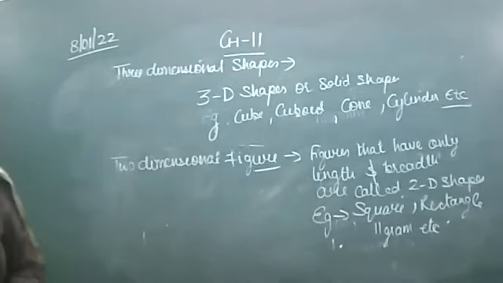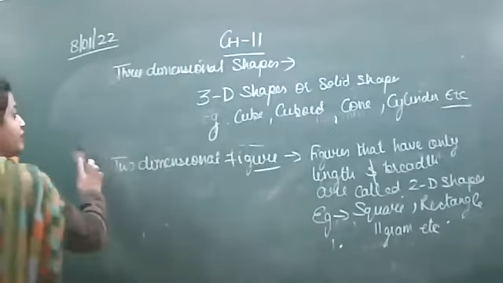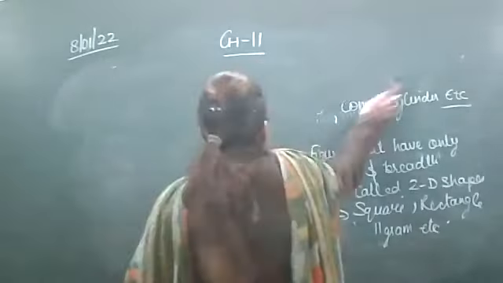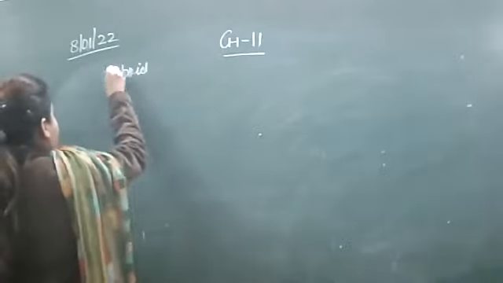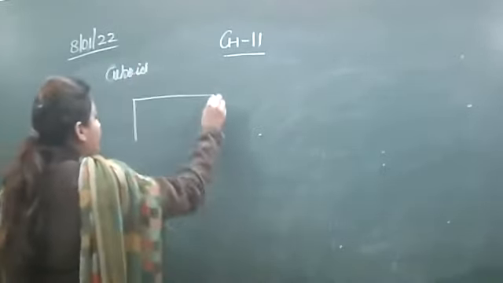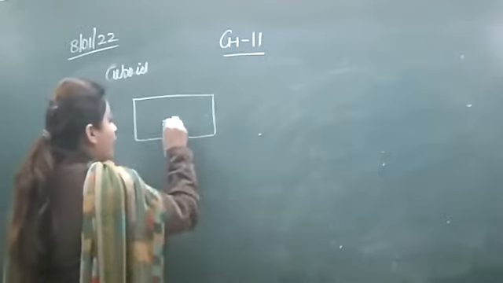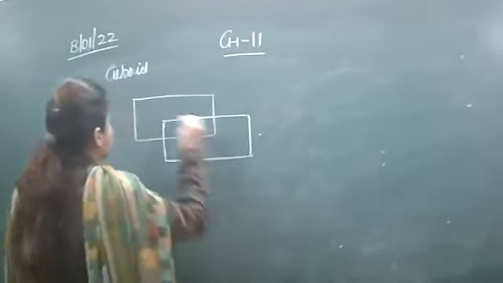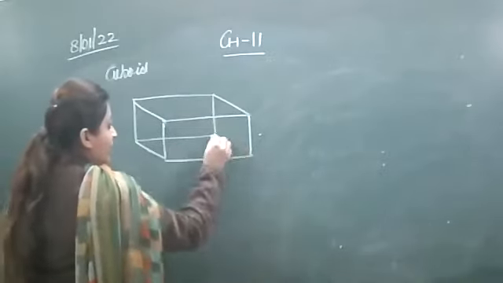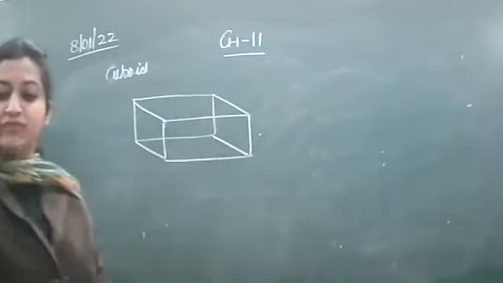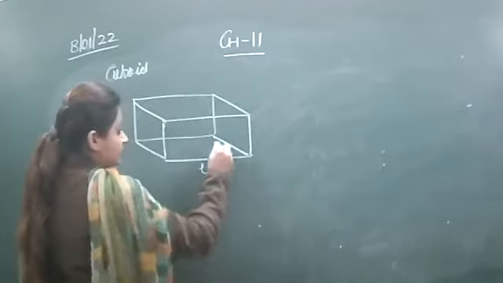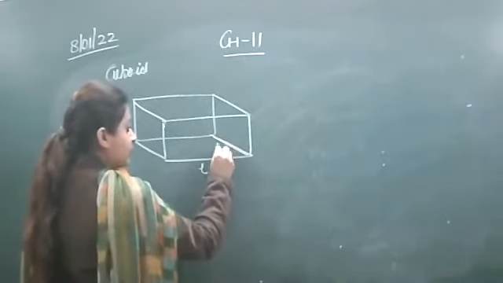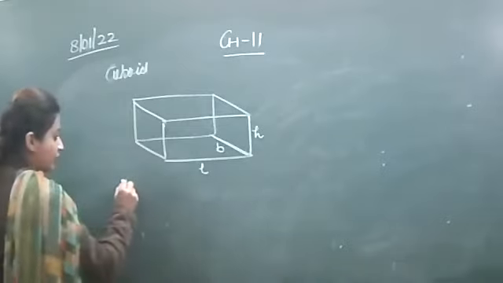Yes, write down. Next, we are starting with the main topic. We are discussing about the solid shape cuboid. So firstly, you will draw one rectangle, and you will draw another rectangle that will be overlapping this, not exactly, but a few portion of that. So when you join their corners, that will give you a cuboid. So this is the length, this is the breadth, and this is the height.